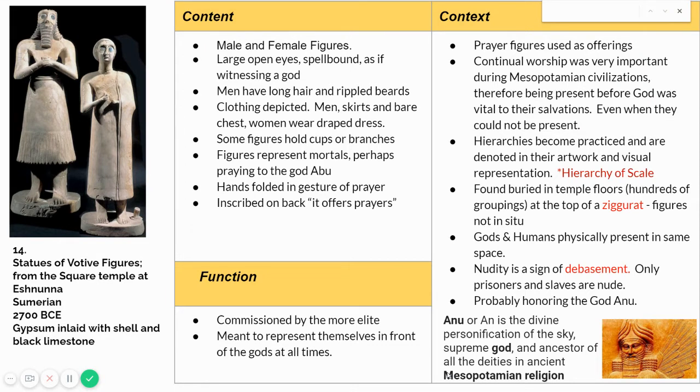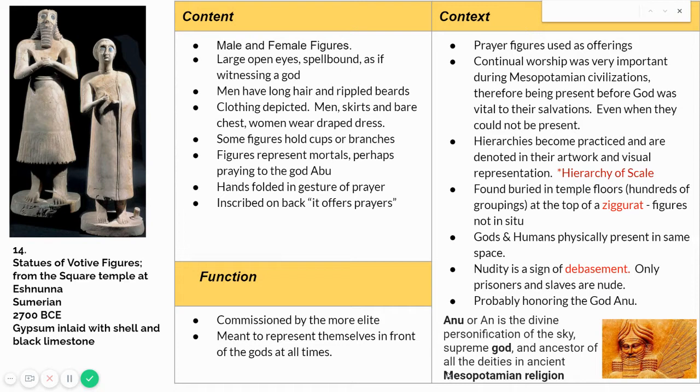And so in their absence, they would have these little votive figures stand in front of an altar, basically acting as a substitute for that person while that person is tending to other daily tasks. So the function of these votive figures, I think, is honestly what's most important and why they are here. It tells us that being committed to the gods and serving the gods and being present before the gods at all times was extremely important to the Sumerian people.